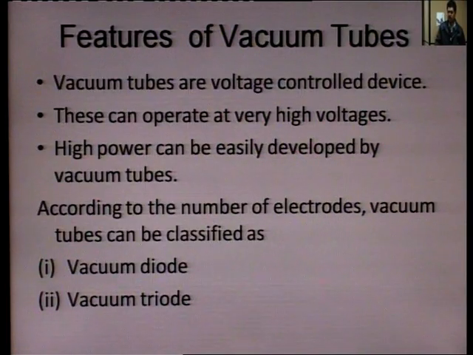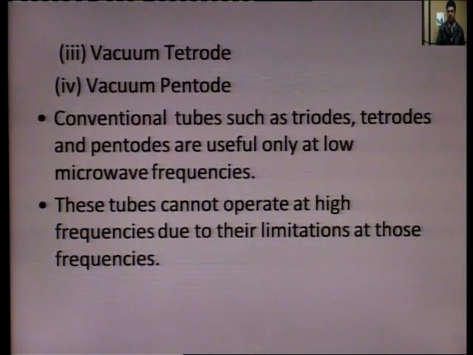According to the number of electrodes, a vacuum tube can be classified as a vacuum diode. I have already told you, vacuum diode means 2 electrodes, anode and cathode. Vacuum triode means 3 electrodes, grid, anode and cathode. Next is tetrode. It has 4 electrodes. If there are 5 electrodes, then it is called pentode.